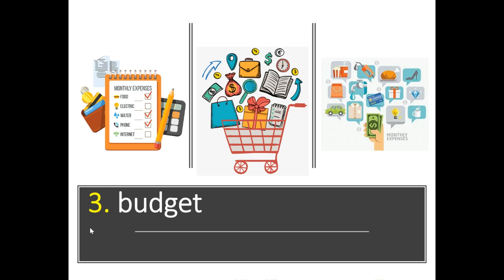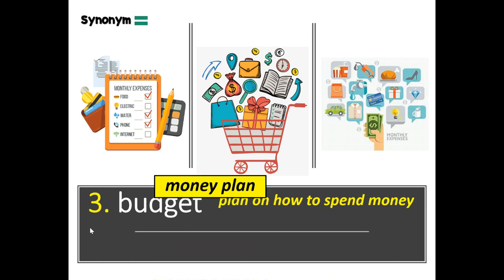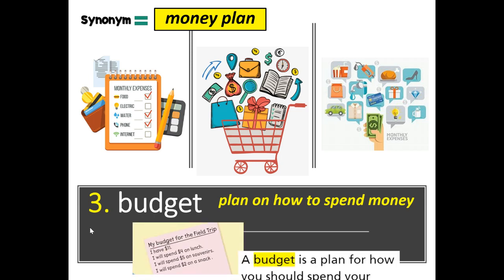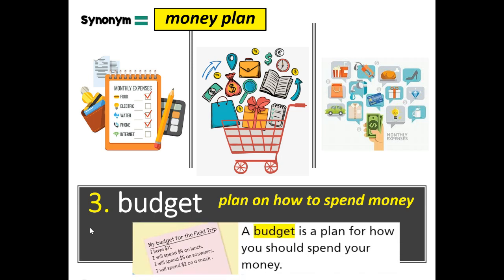Budget, budget. What is a budget? It's a plan on how to spend money. Your budget is a plan on how to spend money. So a synonym could be money plan. You come up with a plan for your money. A budget is a plan for how you should spend your money.